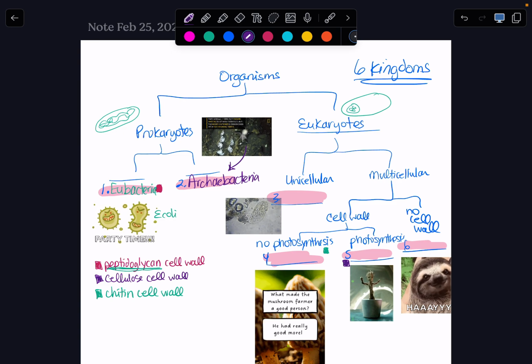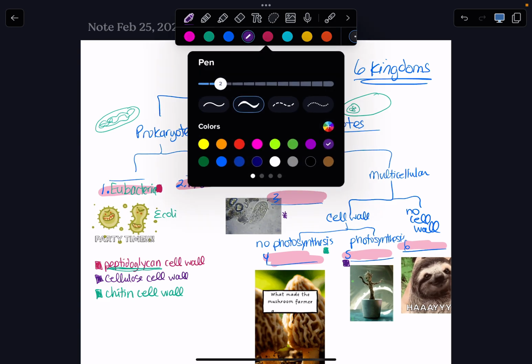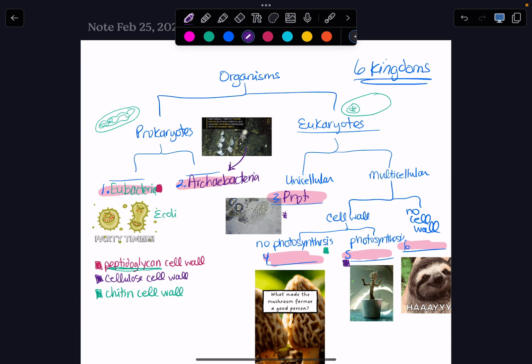Now, if we go over to the eukaryotes then, we have the unicellular eukaryotes. And again, most of these are unicellular, not all. These would be things like our euglena here. I've got a little picture of it. Or the paramecium, the amoebas, anything that is in this area. So usually unicellular. These ones are called the protists. So protists are in that category there.